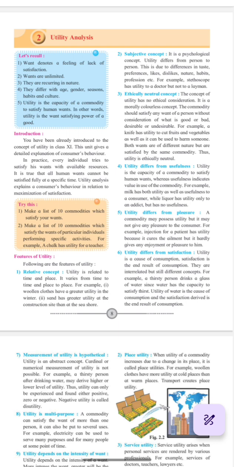Second one is the subjective concept. Utility differs from person to person because of different tastes, habits, and professions. Because everyone's needs, choices, tastes, fashions, all are different. Example, a stethoscope is useful to a doctor but not to an ordinary person.